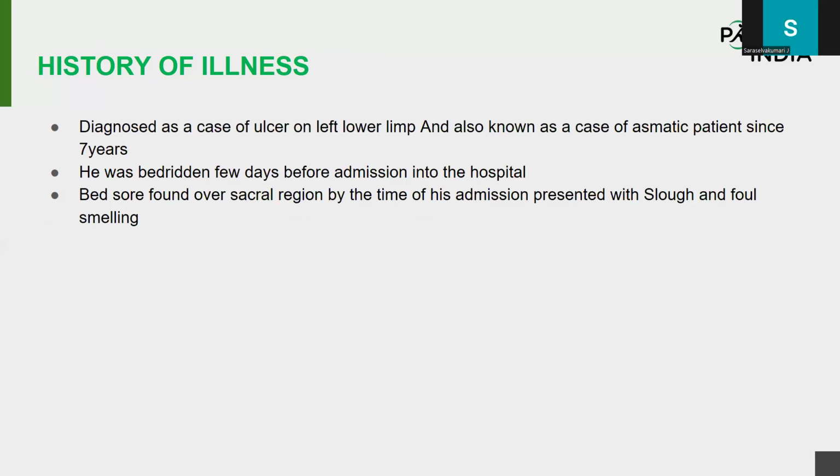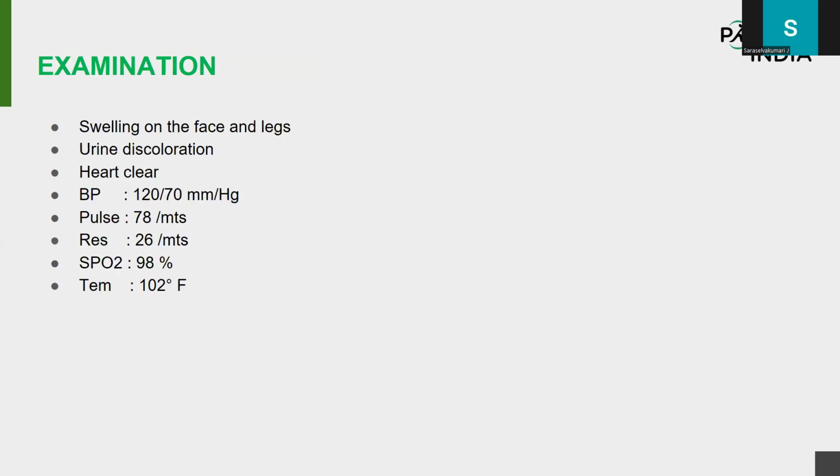History of illness: diagnosed as a case of ulcer on the left lower limb and also a known asthmatic patient since 7 years. He was bedridden a few days before admission into the hospital. Bed sore found over sacral region at the time of admission, with slough and foul smelling. Examination: swelling on the face and legs, urine discoloration, heart clear, BP 120/70, pulse 78, respiration 26, SpO2 98, temperature 102 Fahrenheit.